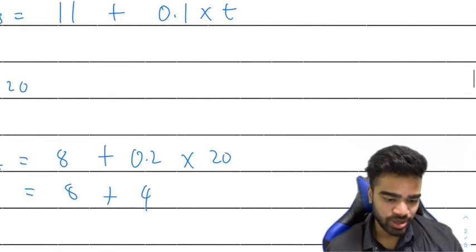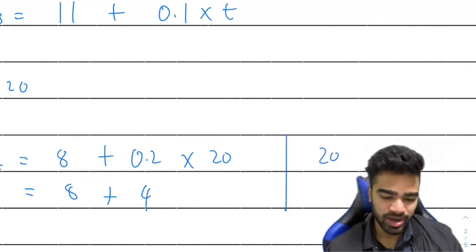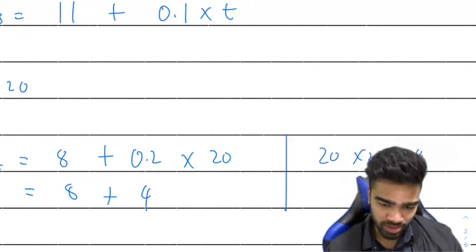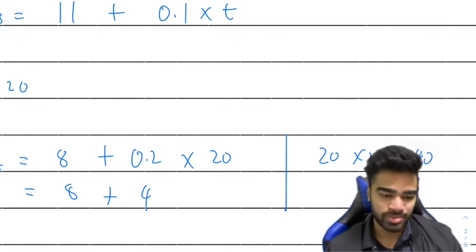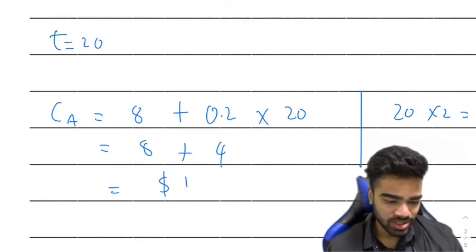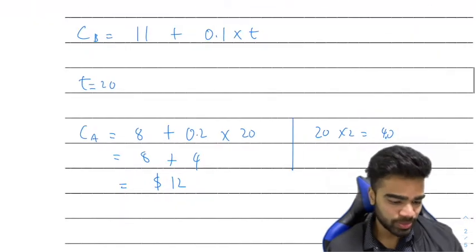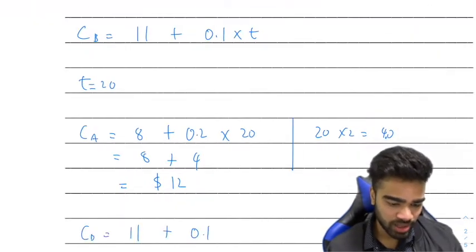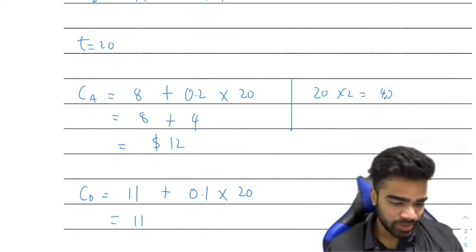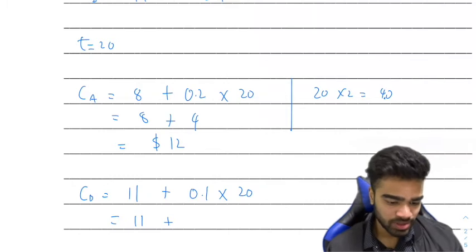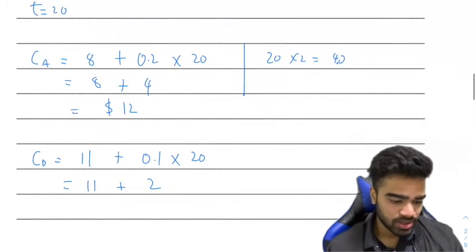I'll give you a quick reminder. You do 20 times 2, which is 40. But there's one decimal place overall, so you put one decimal place, which is 4. So firm A charges $12 for the 20-minute trip. Firm B is $11 plus 0.1 times by 20 again. So it's going to be 11 plus, using similar logic, 2. So 11 plus 2 is $13.